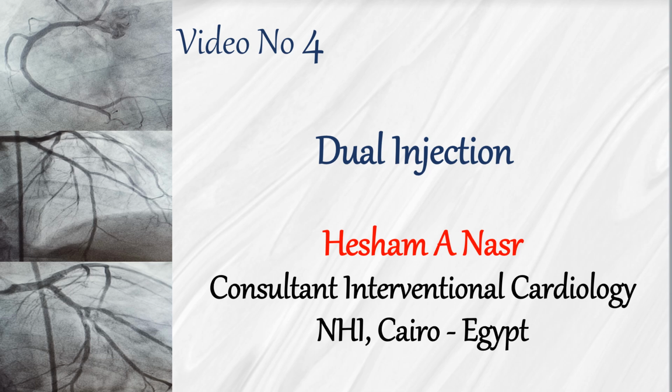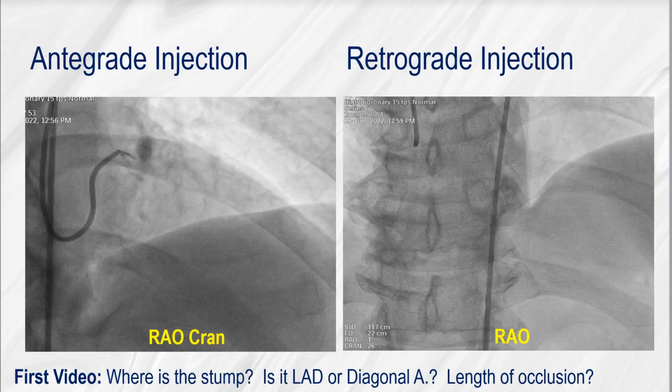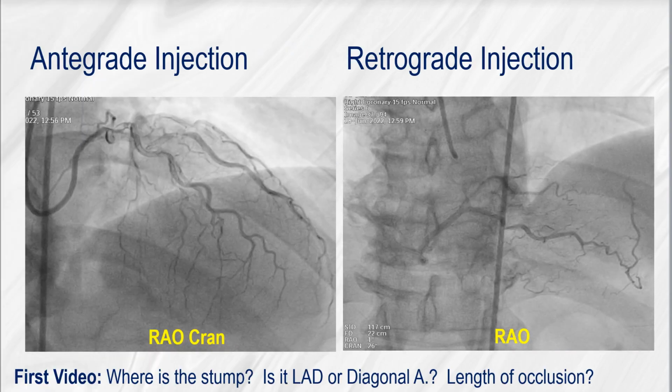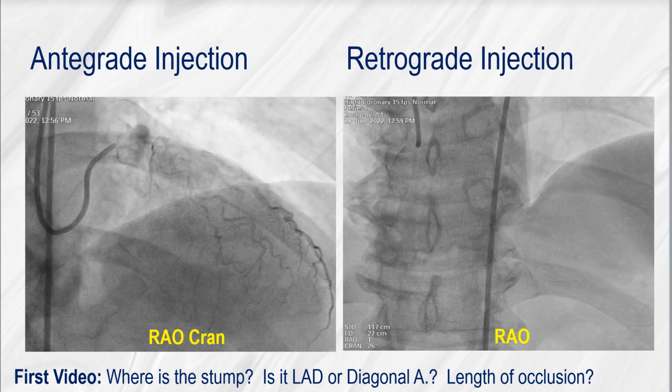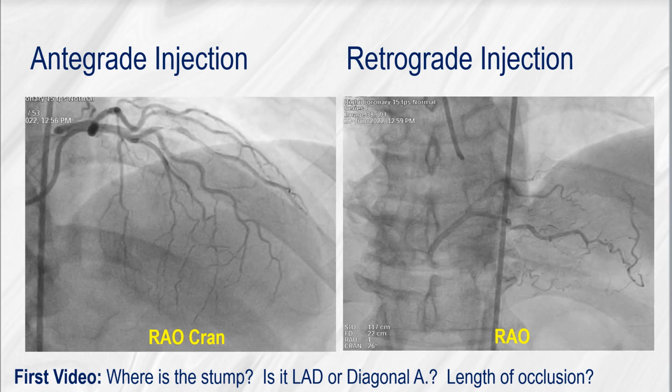Welcome back. This is video number 4, dual injection. In the first video, where is the stump? Is it LED or diagonal artery? What is the length of the occlusion?